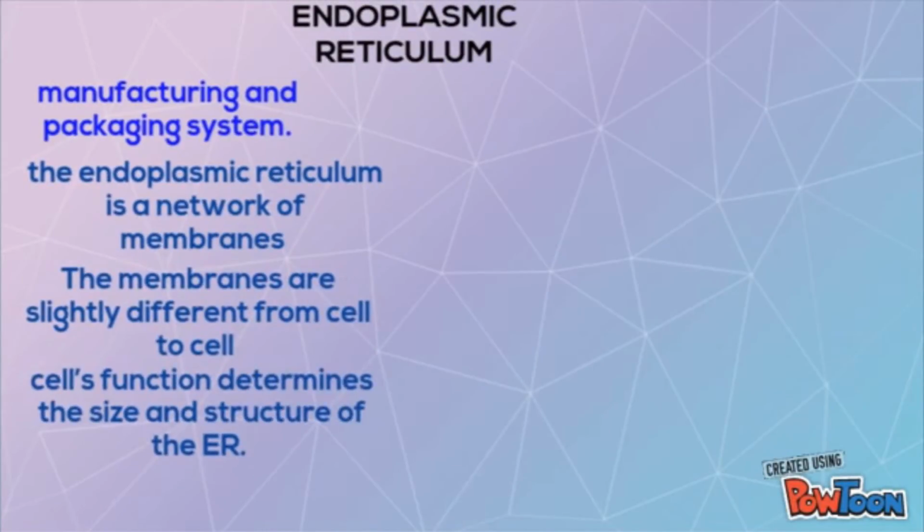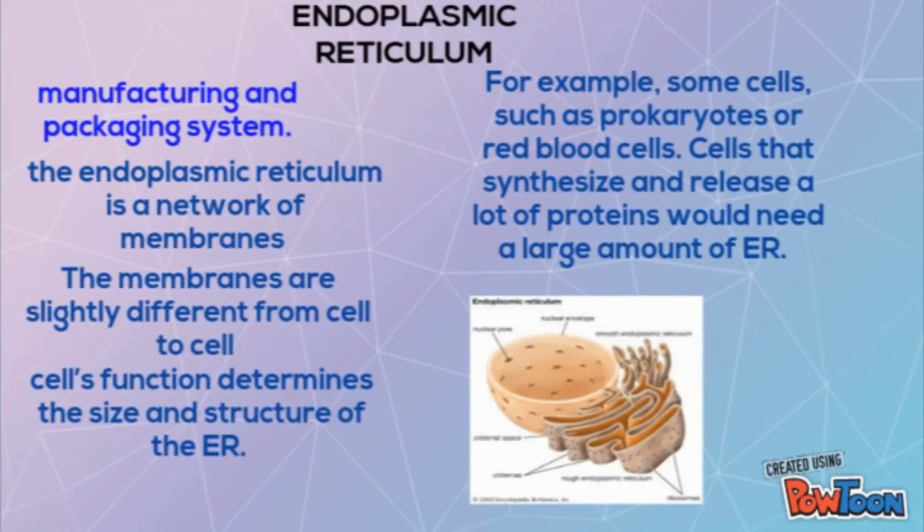The ER functions as a manufacturing and packaging system. The endoplasmic reticulum is a network of membranes found throughout the cell and connected to the nucleus. The membranes are slightly different from cell to cell, and a cell's function determines the size and structure of the ER. For example, some cells, such as prokaryotes or red blood cells, do not have an ER of any kind.